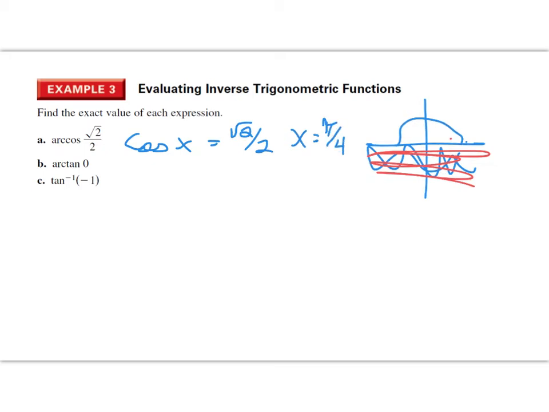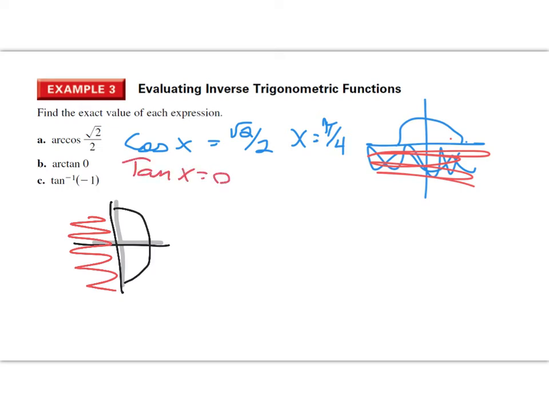So now if we look at the tangent, and remember that the tangent is restricted from negative pi over 2 to pi over 2. So we're not over here. And we want to find out where the tangent is equal to 0. And the tangent is equal to 0 at 0. So tangent of x equals 0 when x equals 0.